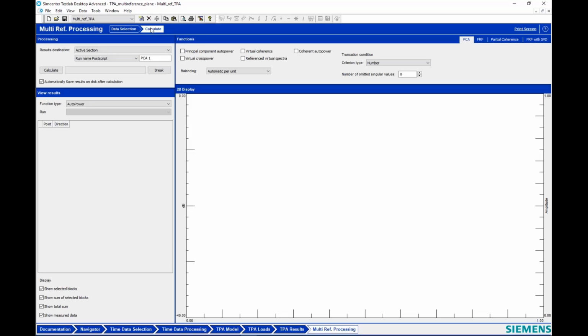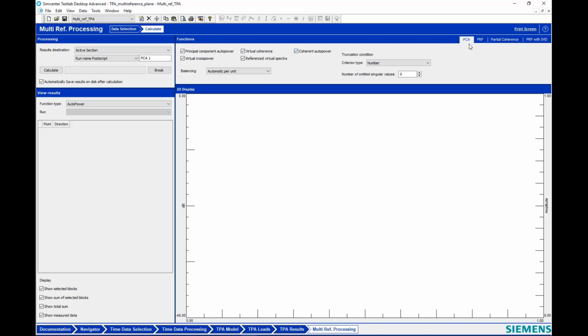Then I go to calculate, and the only thing we need to do for multi-reference TPA is to calculate the reference virtual spectra. That's the only input you need for transfer path analysis. To do some steps, I'm always going to turn on principal component analysis, and those may be the only 2 things you want. I'm also going to turn on these other ones just so you can see what they are.